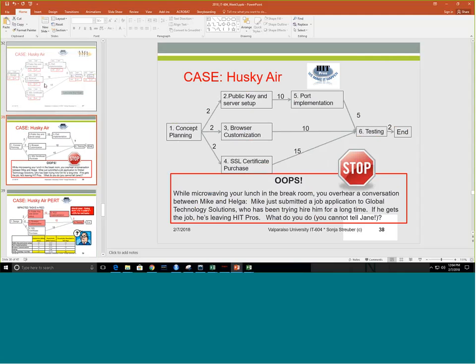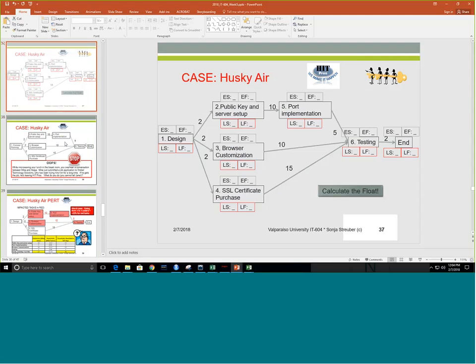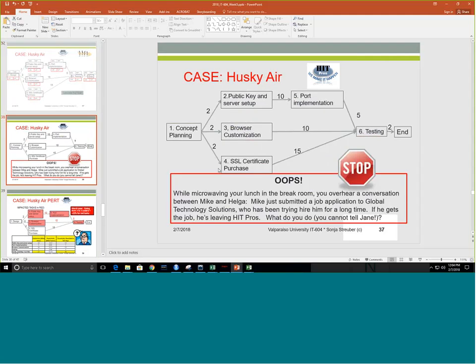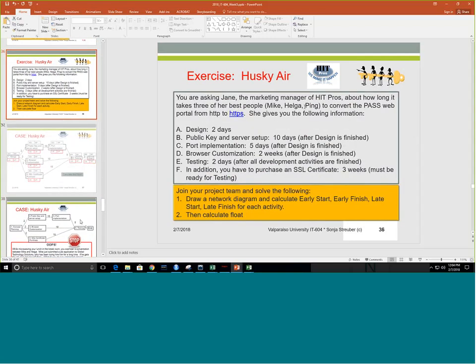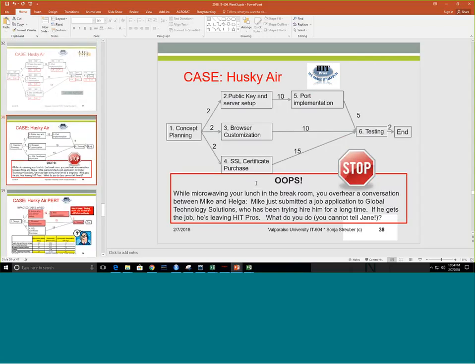So now, let's see. This is the same diagram as this one here, and then you know that you have your 3 developers here, Mike, Helga, and Ping, right? And you're in the break room, and all of a sudden, you overhear Mike telling Helga that Mike has submitted a job application to Global Technology Solutions. So if he gets the job, he's leaving our company.